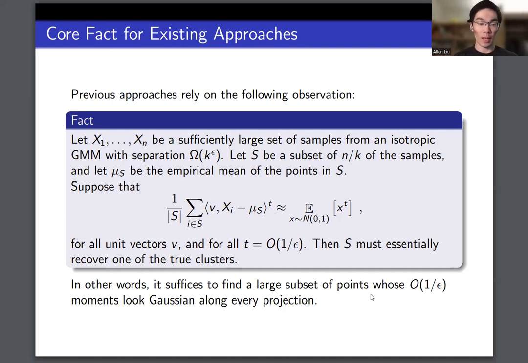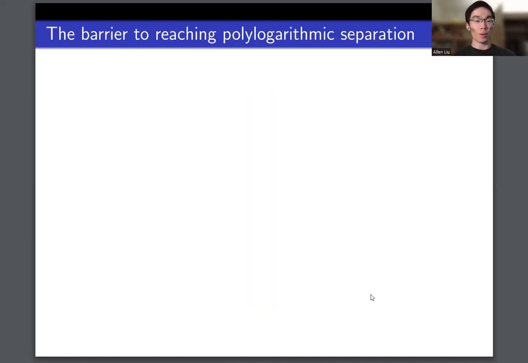So there are some complex algorithmic tools for actually finding the subset of points. But at a high level, it suffices to think of it as: we have this core fact about finding a nice subset of points, and the algorithm will just try to find such a subset of points.